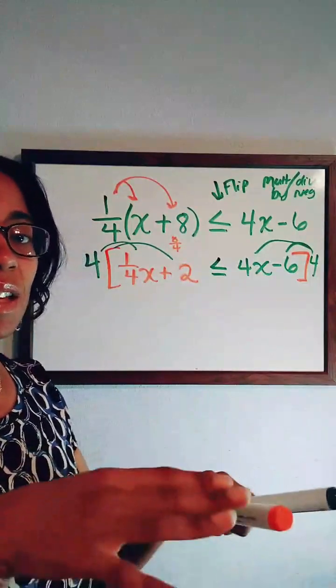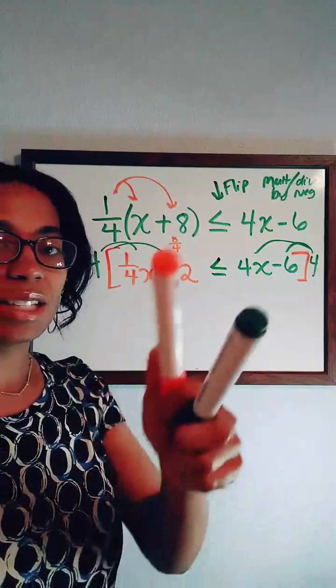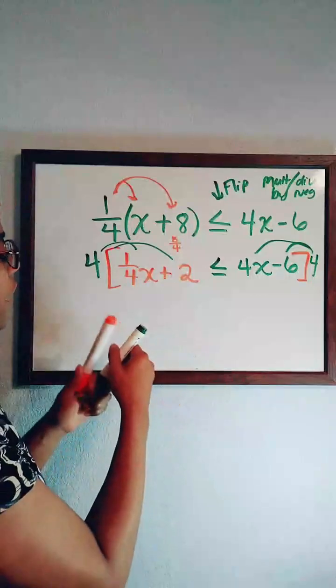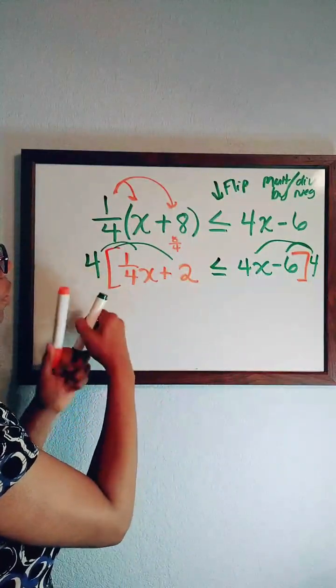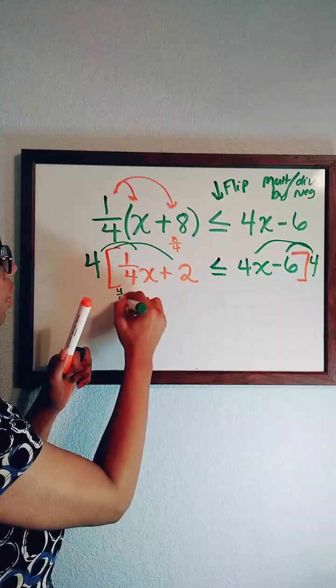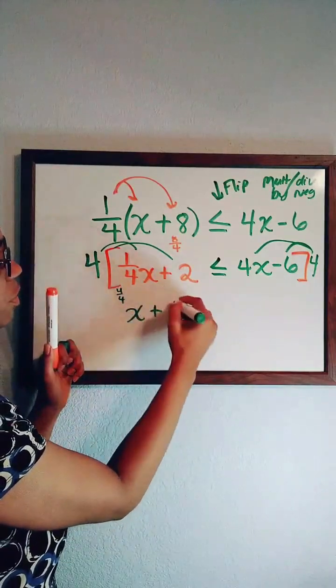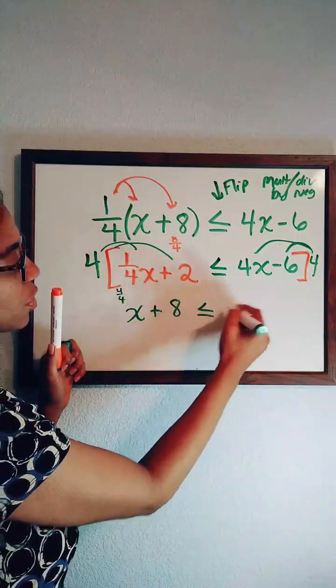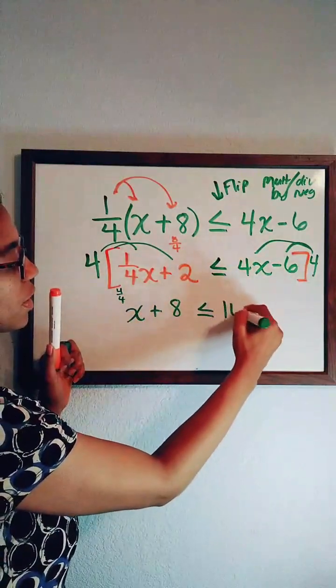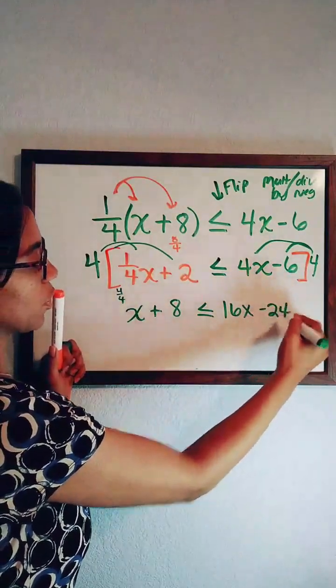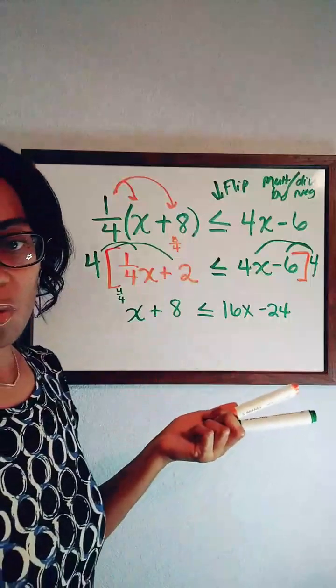If I give you $4, I need to give everybody on TikTok $4 because that's the only way to be fair. When that happens, 4 times 1/4 would be 4 over 4, which simplifies down to 1x, plus 4 times 2, which is 8, less than or equal to 4 times 4x, which is 16x, 4 times -6, which is minus 24. And now you're good to go.